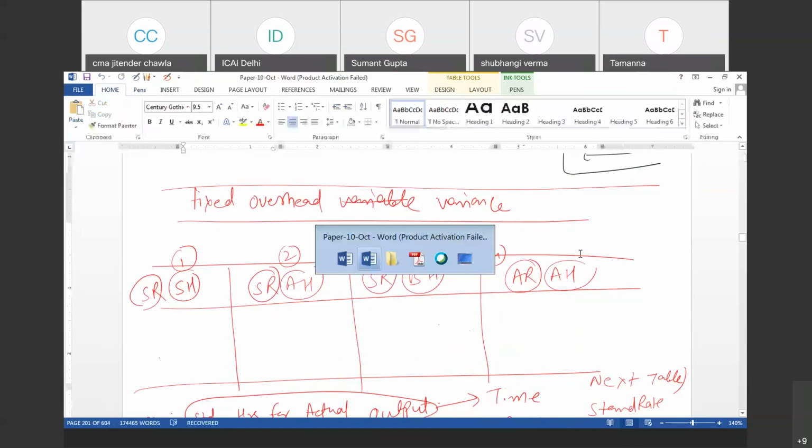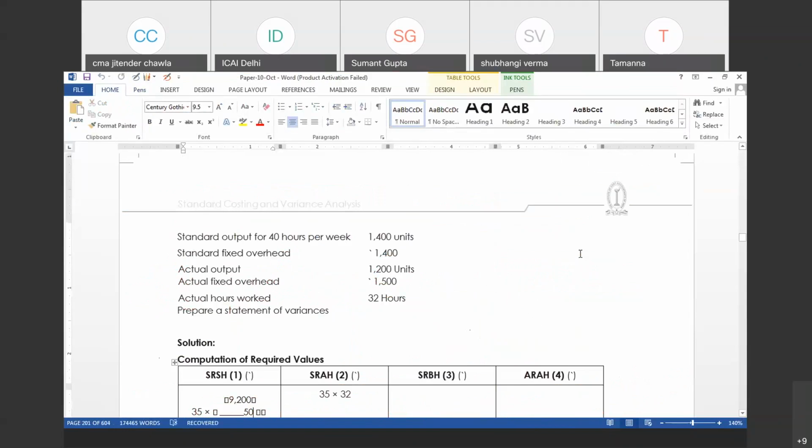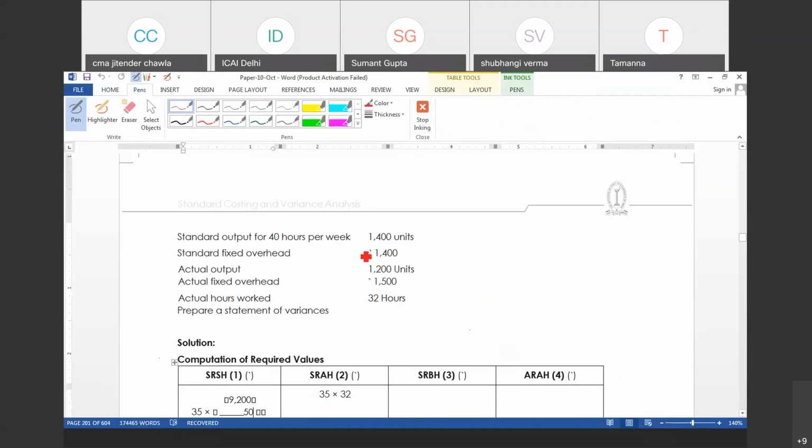In the question, I saw, this is my question: standard output for 40 weeks is this one, and standard fixed overhead is, the totality is given to me, this total is rupees 1400 and this is rupees 1500. This is actual fixed and this is standard rate into budgeted hours. This is given to you and this is actual hours into actual rate. This is given to you.